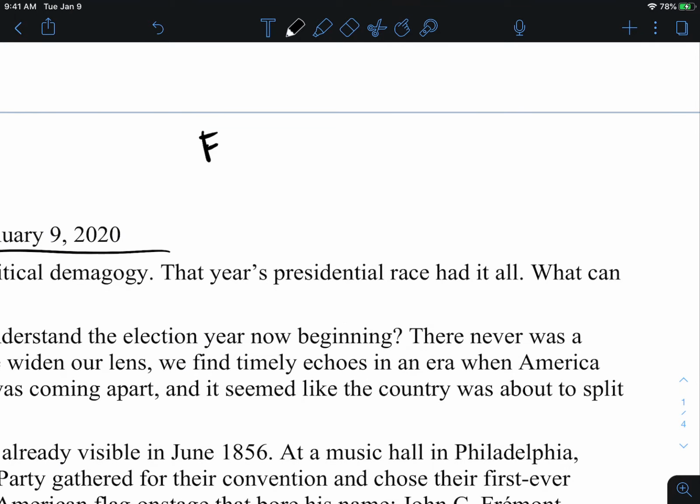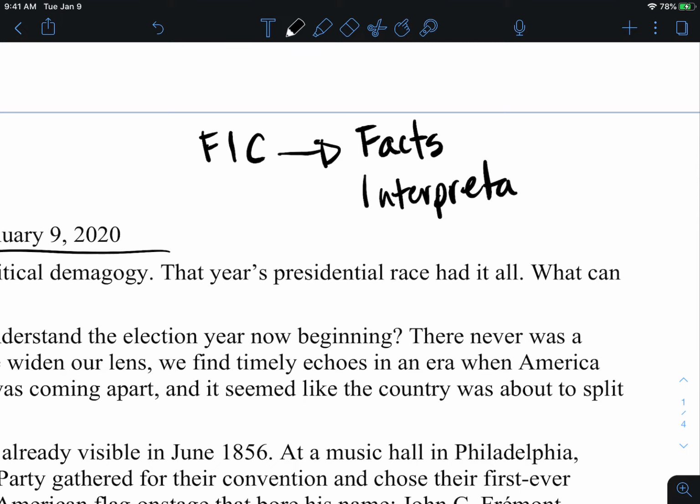If you guys remember the FIC graphic organizer, the first being the facts. What are the facts of the text? The second being the interpretation. What do those facts make me think about? Or why is the author writing in this way that shows us the facts? Or like the arrangement. How is the author arranging this particular article?